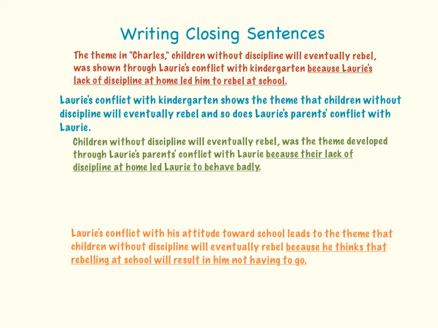Alright, so here's a very simple closing sentence. Laurie's conflict with kindergarten shows the theme that children without discipline will eventually rebel. We've included there our abstract, our concrete, and our opinion. And so does Laurie's parents' conflict with Laurie. There's our easy transition into the next paragraph.